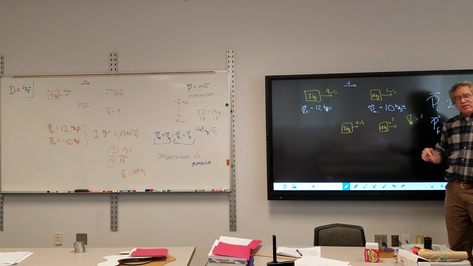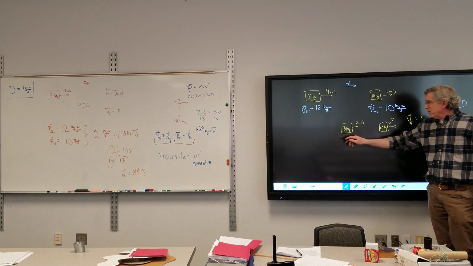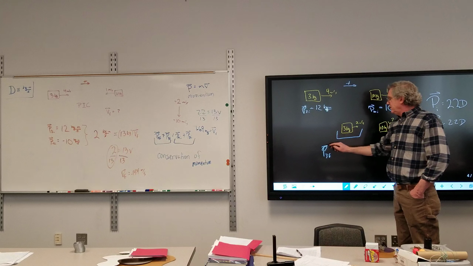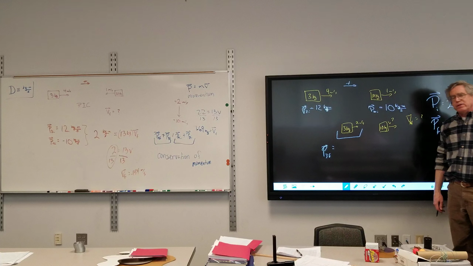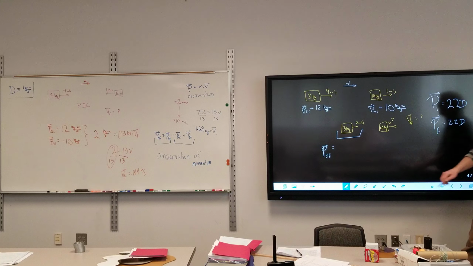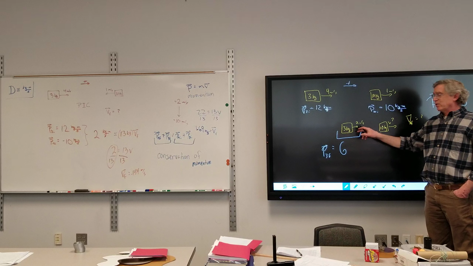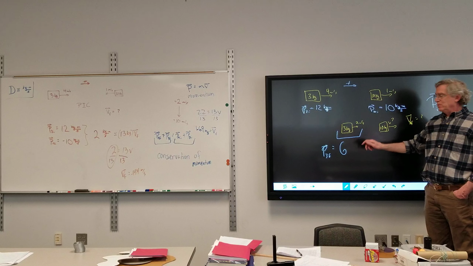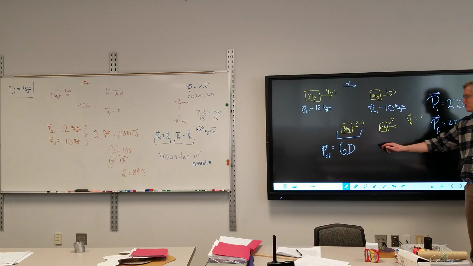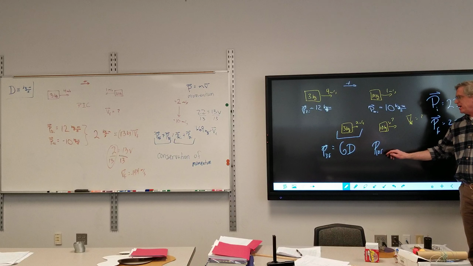Now, they're not stuck together, so I can't do a combined mass, but I can figure out, well, I know P3 final. What is the final momentum of the 3 kilogram mass? 6. Not 12. 6. Because after the collision, it's going 2 meters per second. So 6. So therefore, what is the final momentum of the 10 kilogram mass?